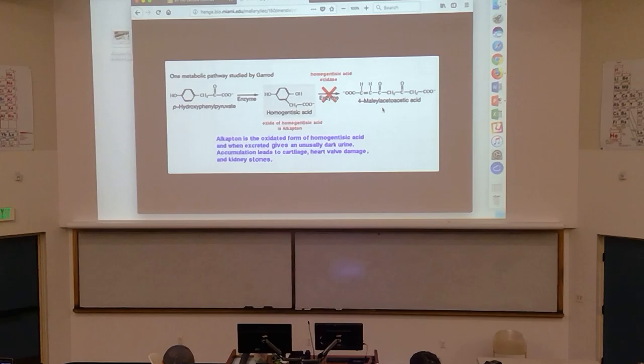The most significant symptom turns out to be the oxidation of homogentisic acid when it's excreted in urine, because upon reaction with oxygen in the atmosphere, it immediately turns a deep, dark black.